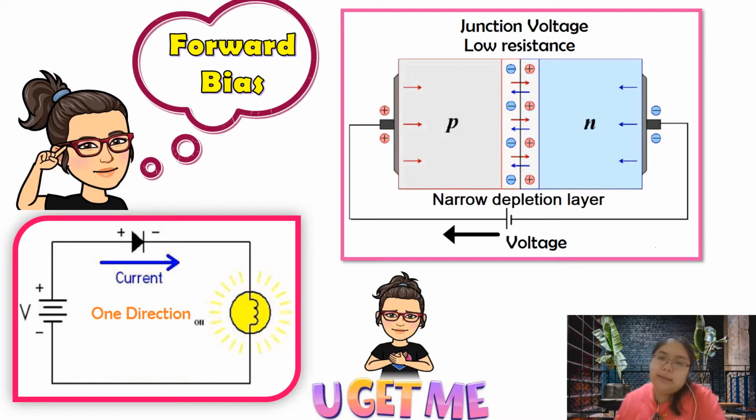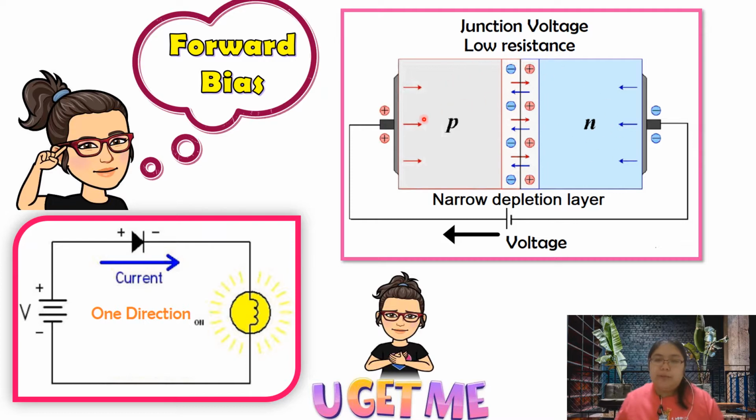Okay, let's see the forward bias. Can you see the first part? The N-type semiconductor joins with the negative terminal. Then the P-type joins with the positive terminal. That means the connection is correct.